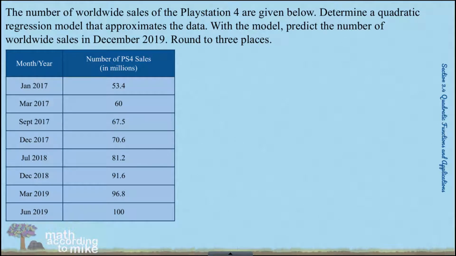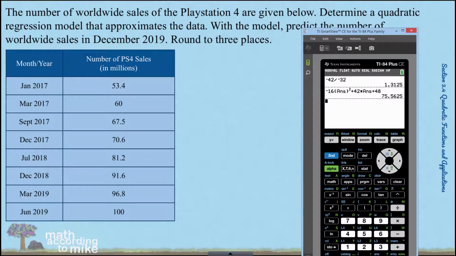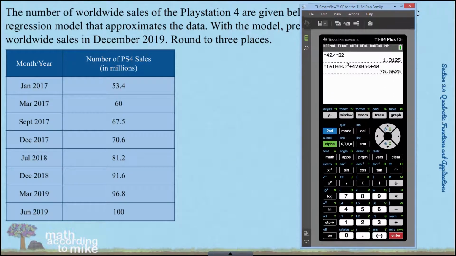All right, the number of worldwide sales of the PlayStation 4 are given below. Determine the quadratic regression model that approximates the data, and with the model, predict the number of worldwide sales in December 2019. We'll round to 3 places. This is 100% calculator. So bring in the calculator.